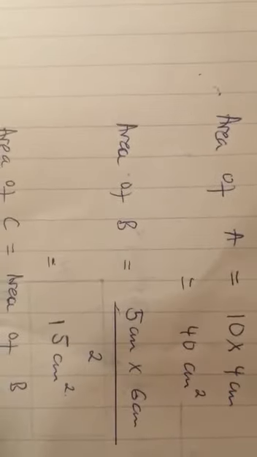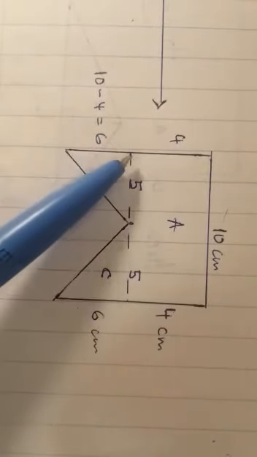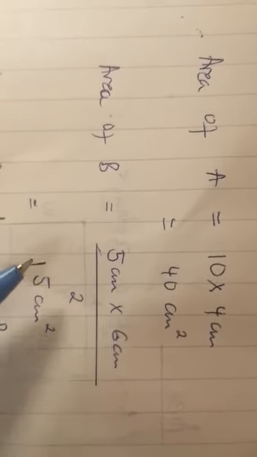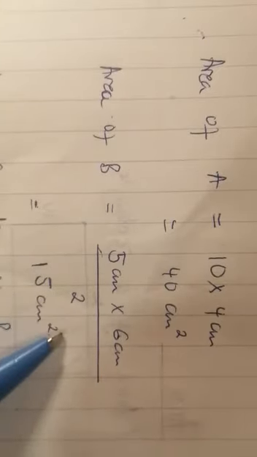So the area of our rectangle A is 10 times 4, length times width, we are going to get 40 square centimeters. The area of our triangle B, we are going to use base, which is 6, times height, which is 5, and then we divide by 2. 5 times 6 is 30. 30 divided by 2 will give us 15. And always include your units, 15 square centimeters.